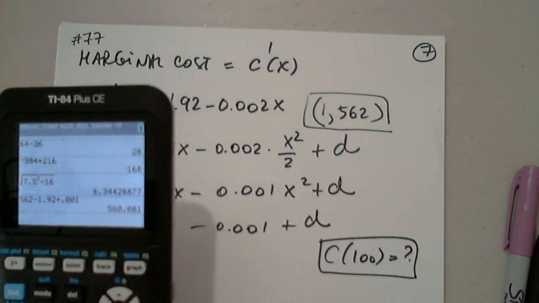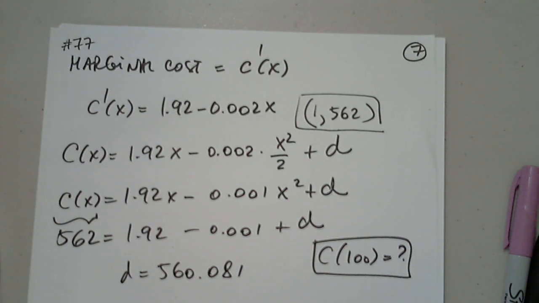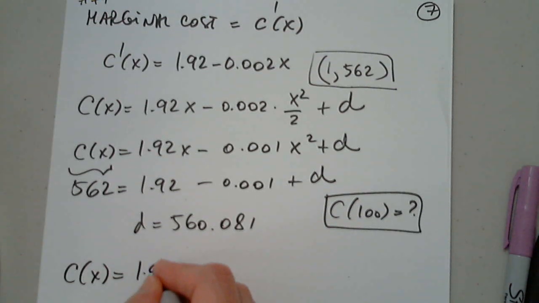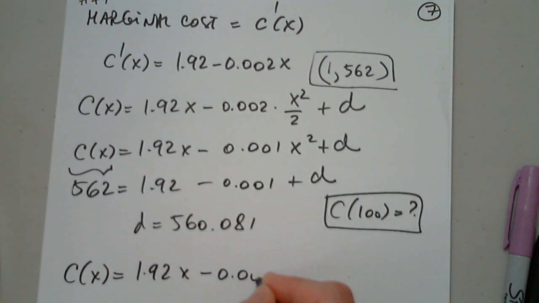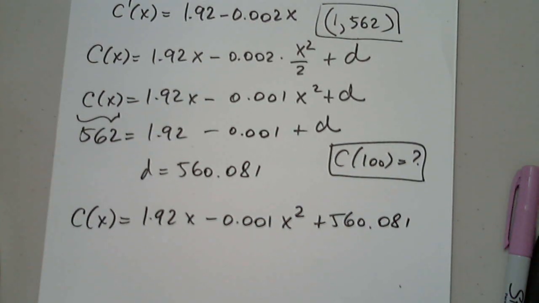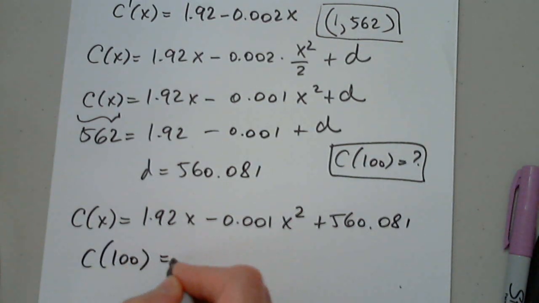Okay, I got 560.081. So d equals 560.081. Fine. Okay, and then our cost function is 1.92x minus 0.001x squared plus 560.081. And now all I have to do is find c of 100.